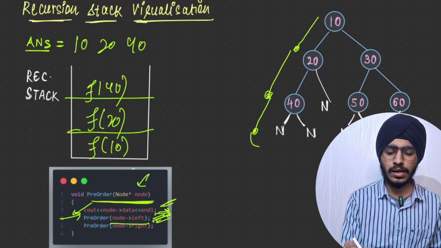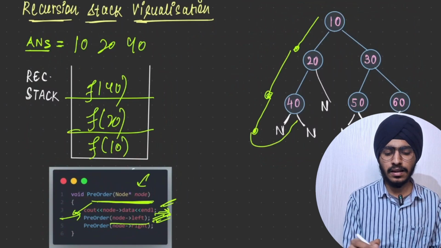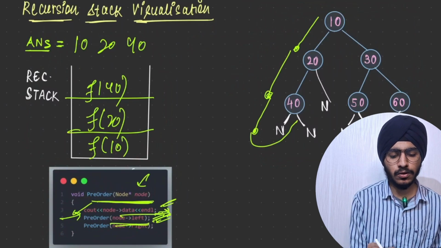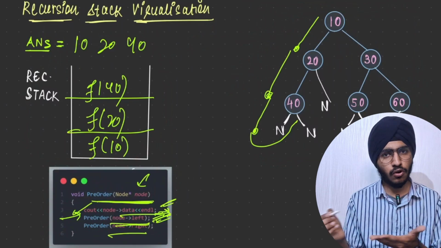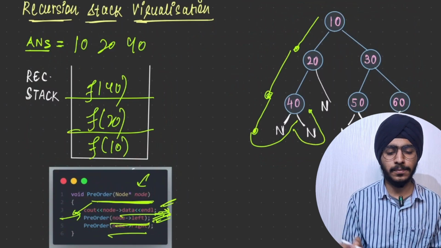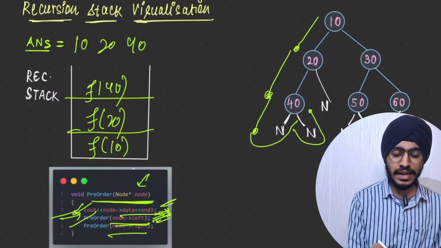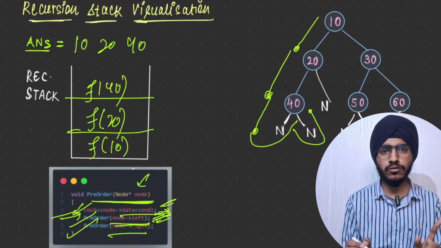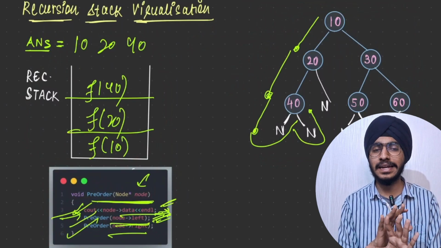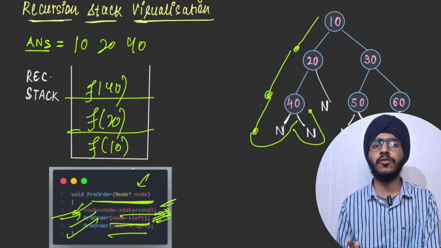That is null. We will come back. 40's right is null too, because 40 will say print me, then it will go to left. That is null. Right is also null. We will come back to 40. Now 40 will say that I have been printed as well. My left is also called. My right is also called because I have been completely done. Now time to remove me from the stack.